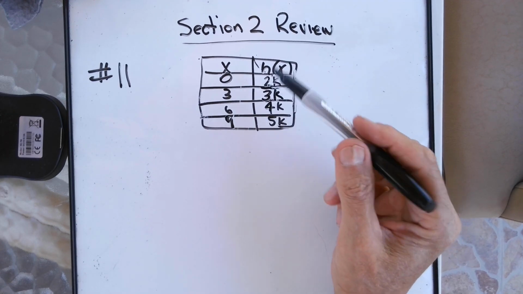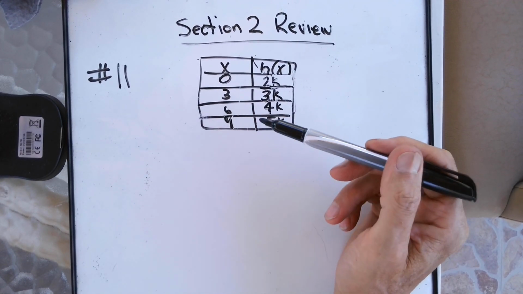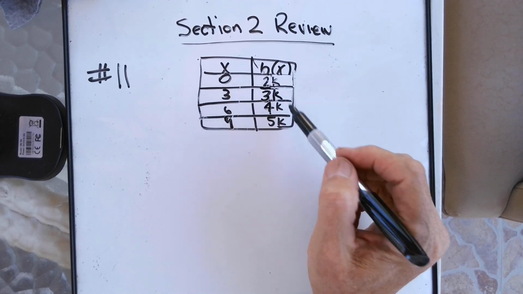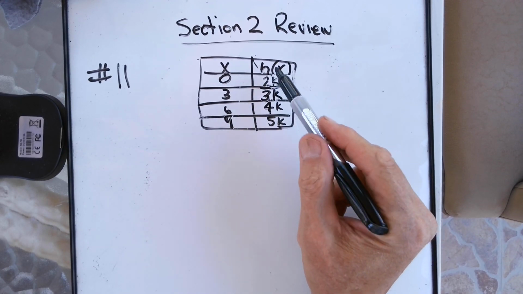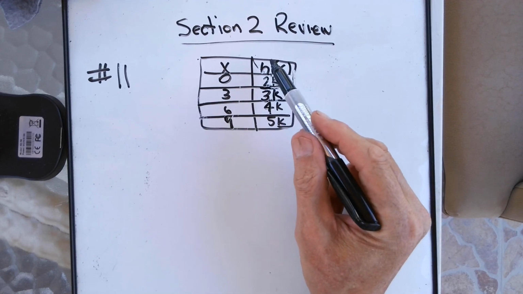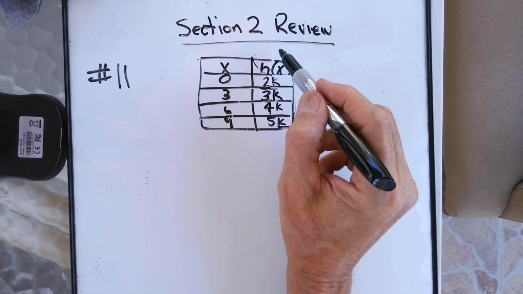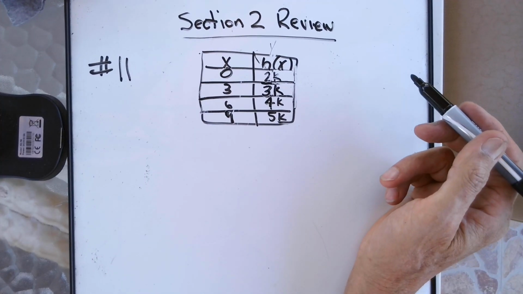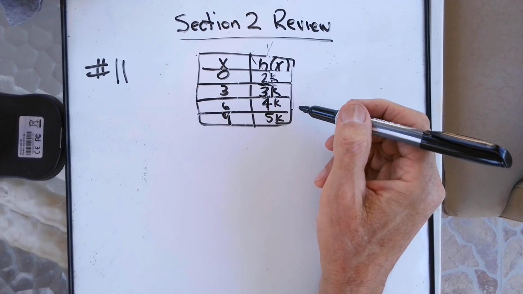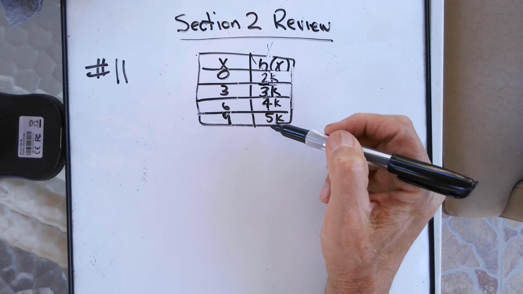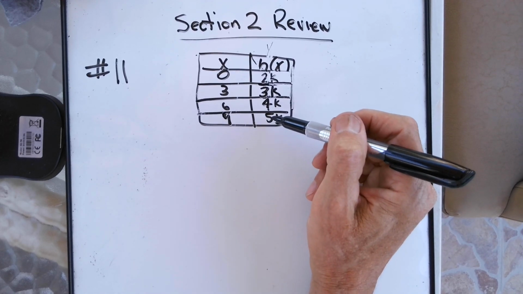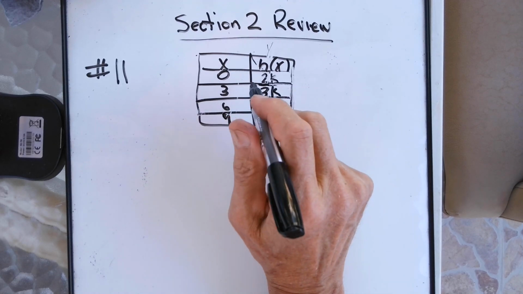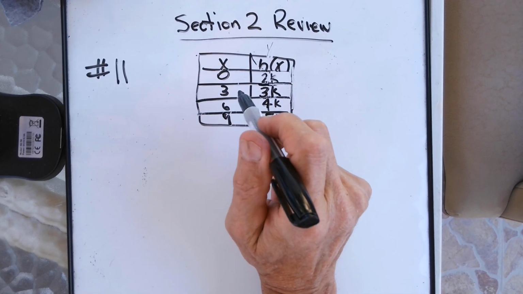Number 11, we're given this table and we're asked to find the equation of the line. But what makes this different is that we've got k's on the y value. H of x, this is y. The k makes no sense, but treat it the same way. Pick 2 points, figure out the slope, pick another point, use point slope, and you've got the equation of the line. But before you do anything else, in your table, scan.